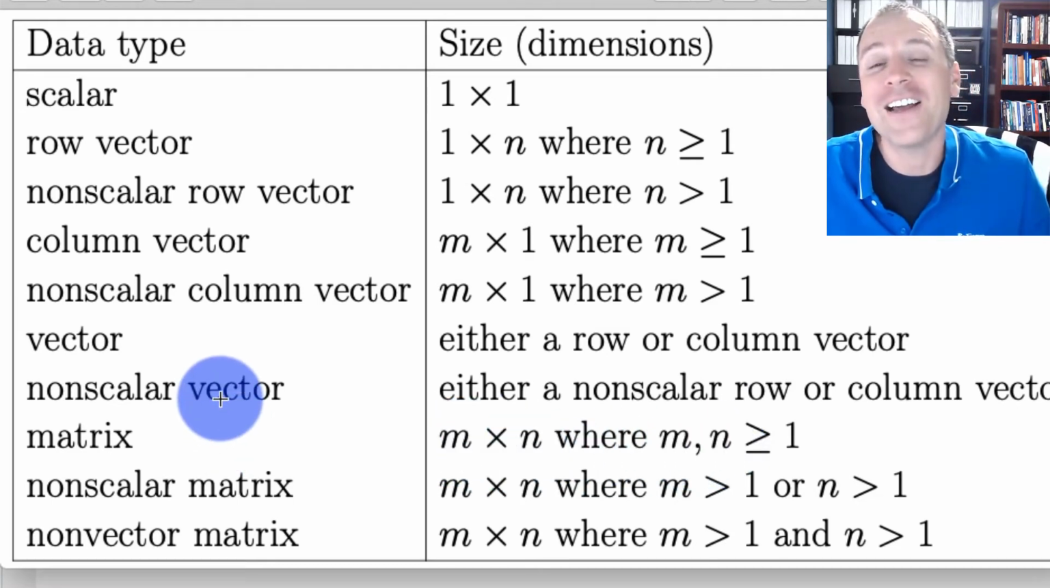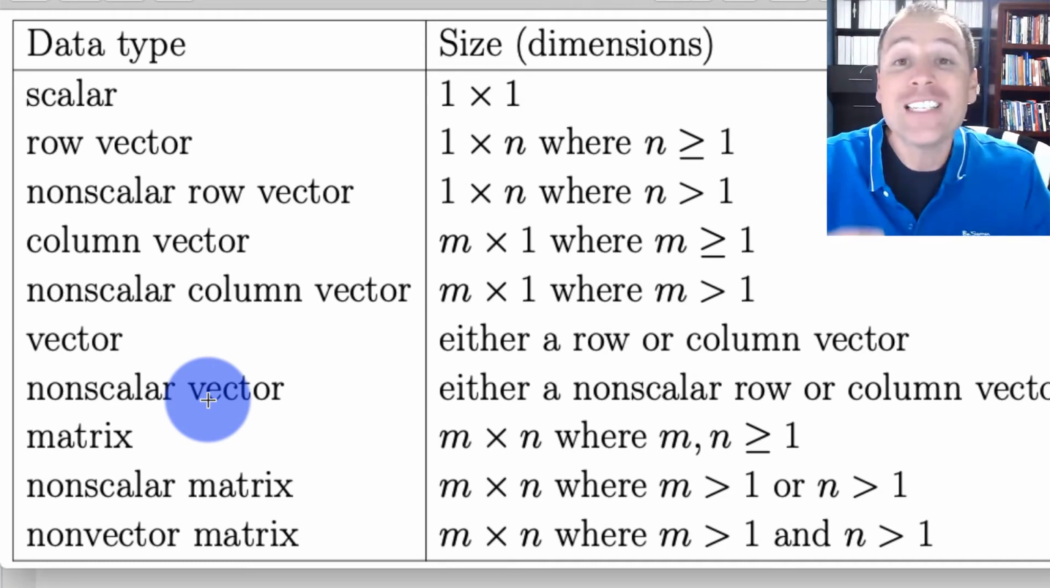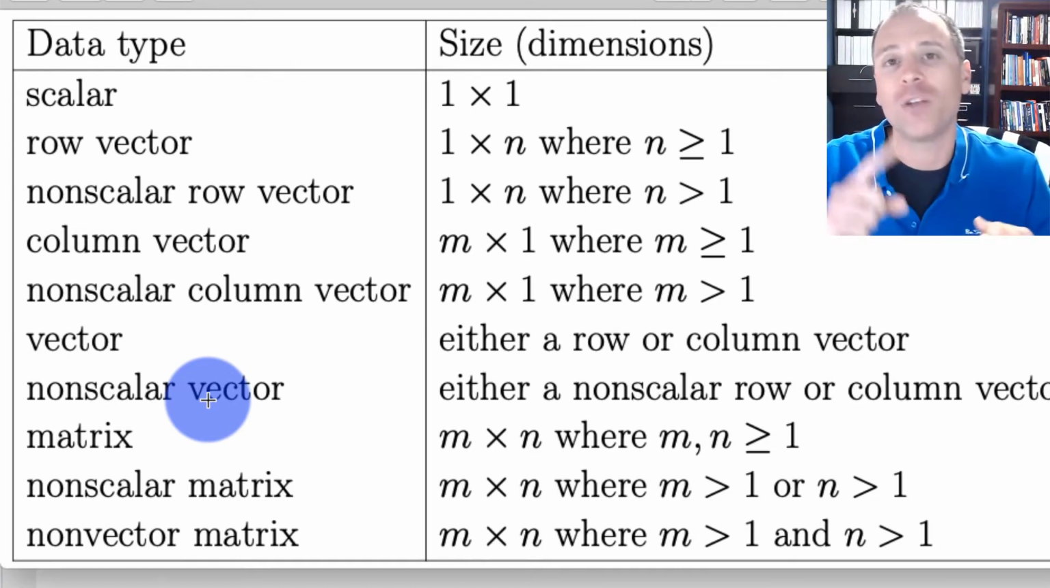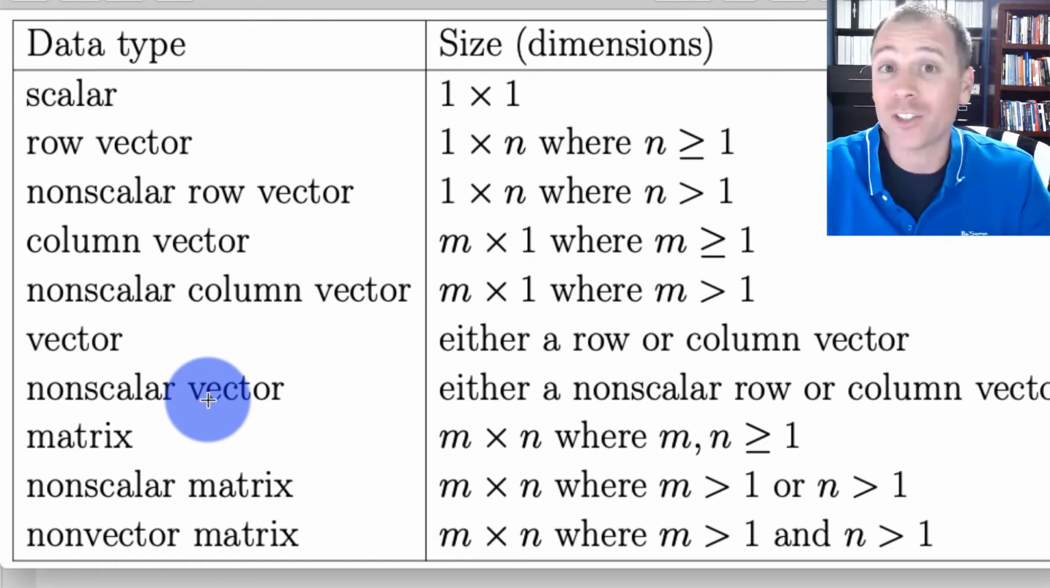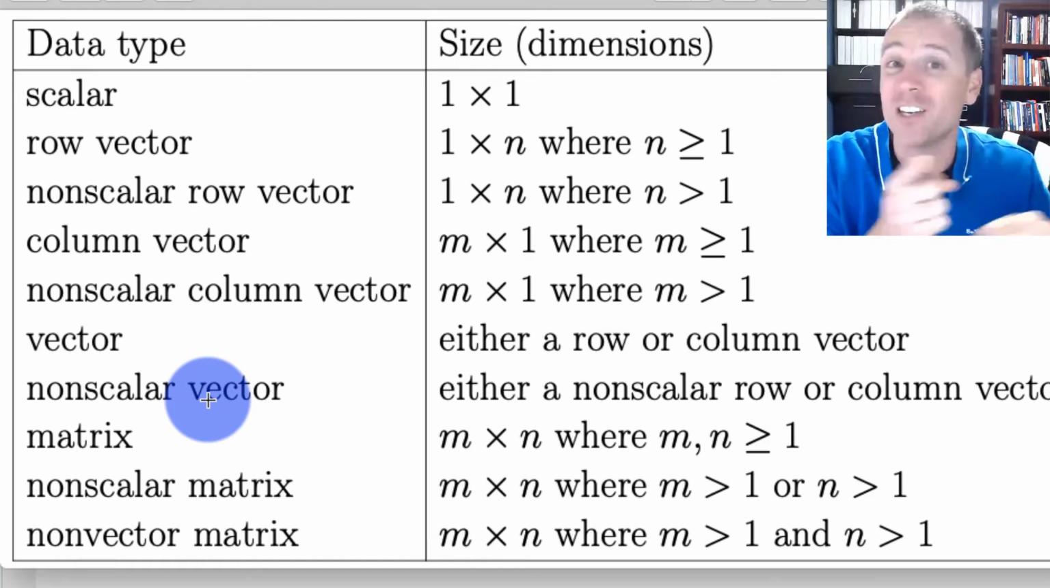When we say a piece of data is a non-scalar matrix, we mean it either is a non-scalar vector or it's a non-vector matrix. What did I just say? When we say something is a non-scalar matrix, all we're saying is it's definitely not a scalar. It could be a row vector, it could be a column vector, or it could be a larger matrix. We don't care. We're just saying for sure that matrix is not a scalar.